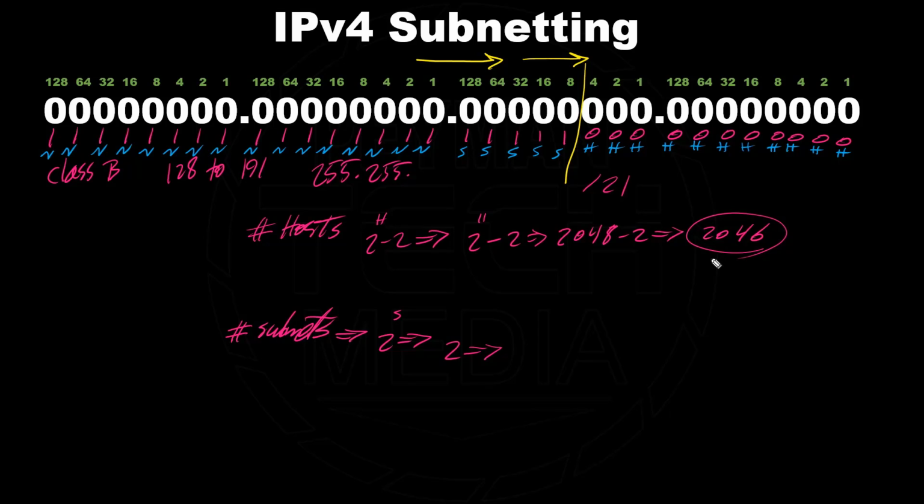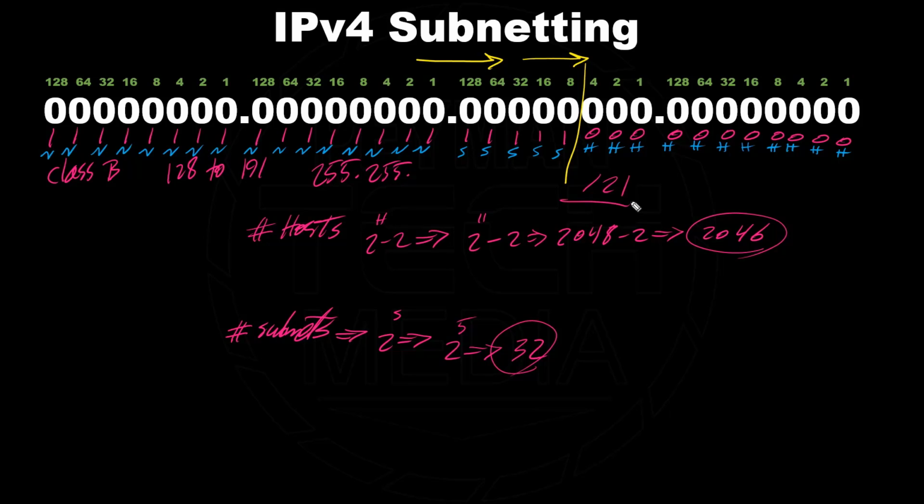Now how many subnets do we have? We will have more subnets. So when we move the cut line to the right, we will have more subnets, but fewer available IP addresses per subnet. So how many subnet bits do we have in this example? 1, 2, 3, 4, 5. So 2 to the power of 5, which is 32. We will have 32 subnets, each subnet with 2046 available IP addresses.